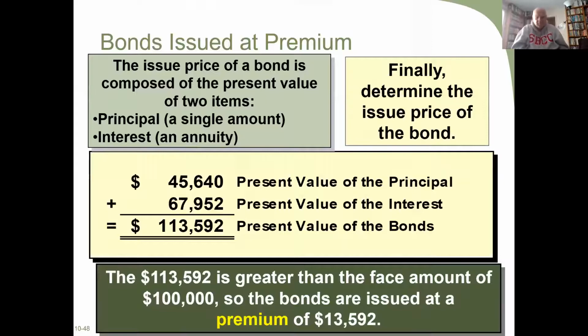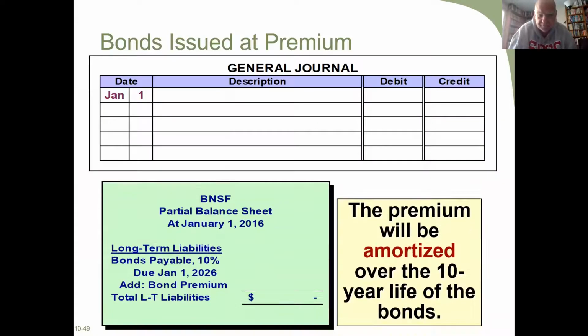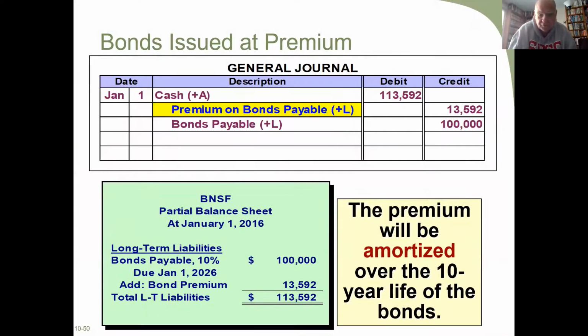Okay, so here we go. Look at this premium. We're going to get a check in the mail for $113,592, and we only have to pay back $100,000. What a great deal, huh? So here we go. Journal entry, debit cash. And now you notice that the premium is a credit. It's a liability, huh? So bonds payable, 100,000. There's your presentation on the balance sheet.